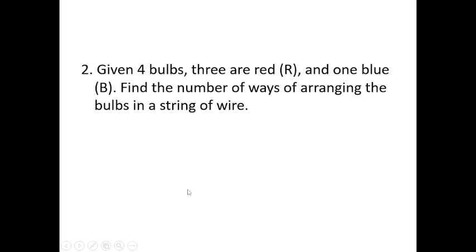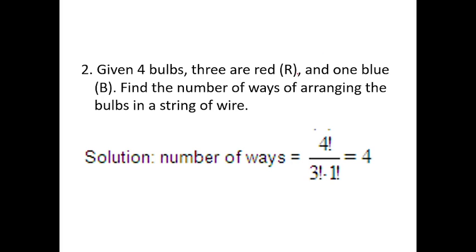Alright, so here's the second problem. Given 4 bulbs, 3 are red and 1 blue. Find the number of ways of arranging the bulbs in a string of wire. So it is 4 bulbs, 3 red and 1 blue: red, red, red, blue. So this is only one arrangement.